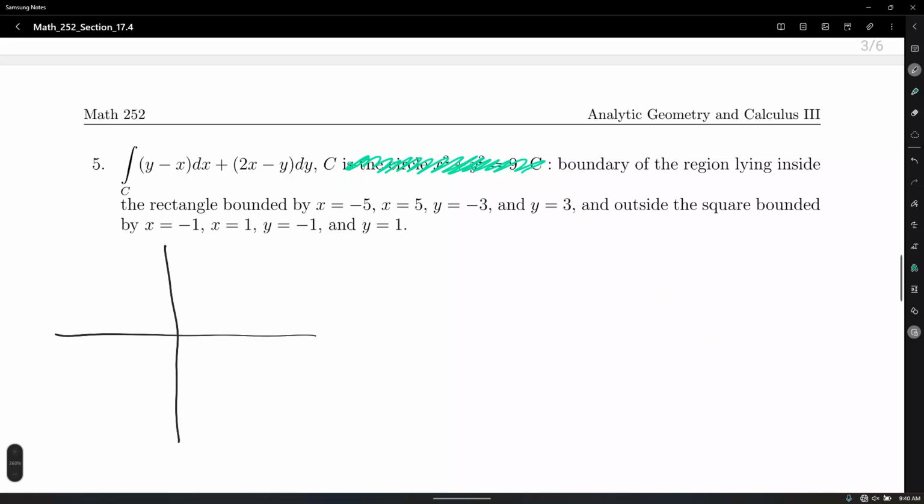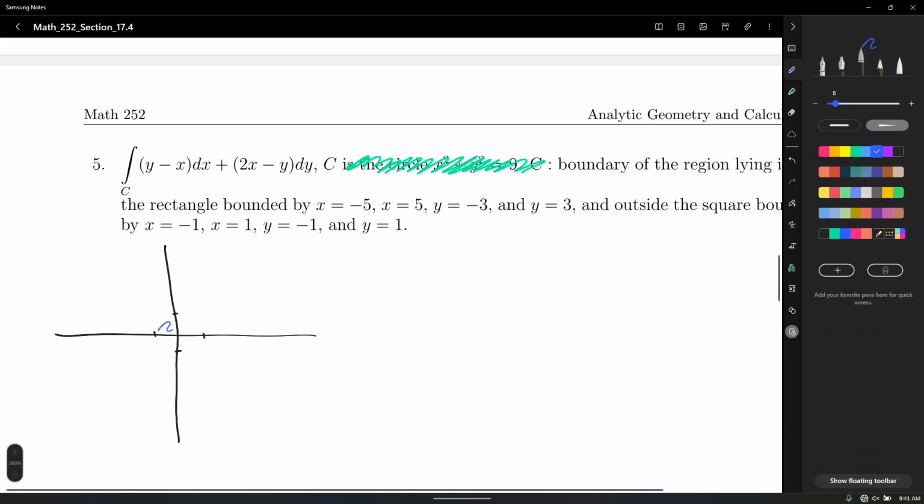So that is -1, 1, 1, -1. So that's our square. All right. And what was that? Okay, 1, 2, 3, -1, -2, -3. So that's 1, 2, 3, 4, 5, -1, -2, -3, -4, -5.